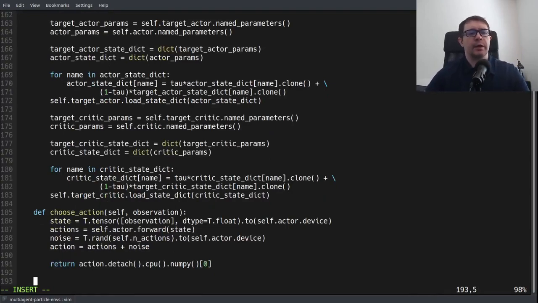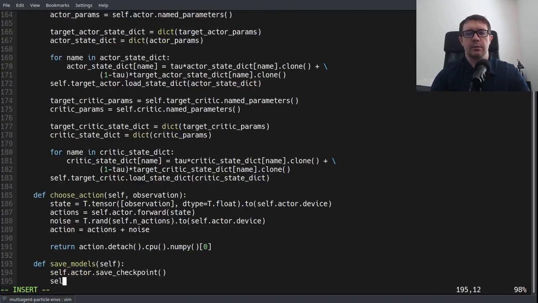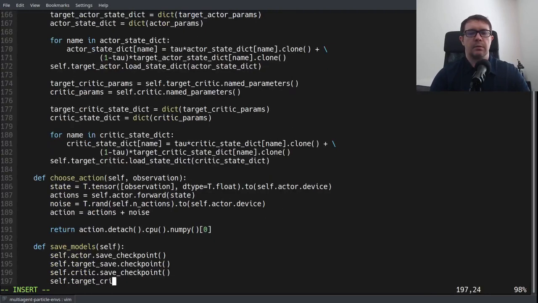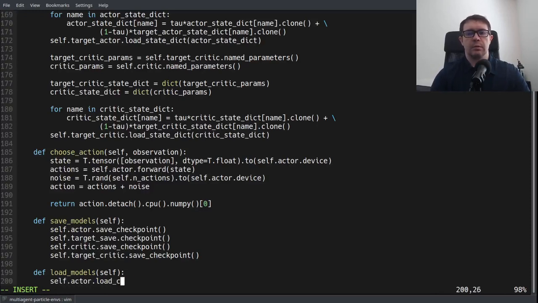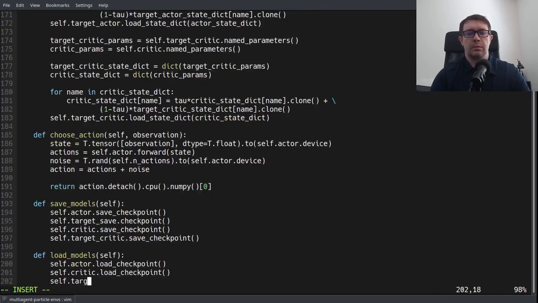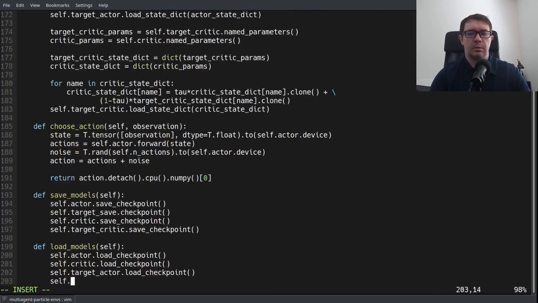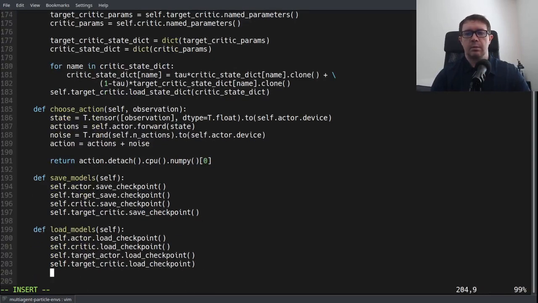Next, we have our functionality to save and load models. So def save models, we will say self actor save checkpoint. And then the inverse for the load models function. There we go. Okay. Now that is it for our particular agent class.